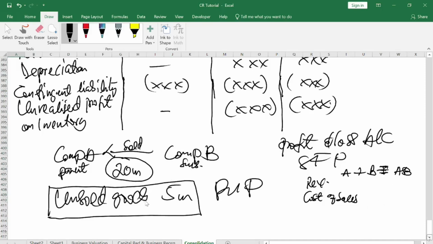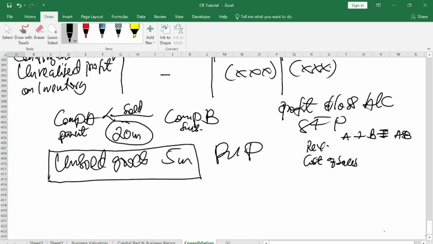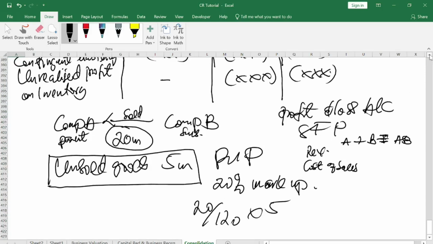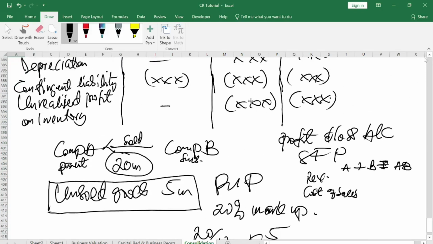But I'm talking about unsold goods, the 5 million here, where we have our PUP. They will give you a markup to remove the unrealized profit from the unsold goods, maybe 20% markup, right? So all you have to do is pick 20 over 120, then multiply by 5 million. That will give you the provision for unrealized profit here. When you get it, you will bring it to the reporting, and then also post acquisition.